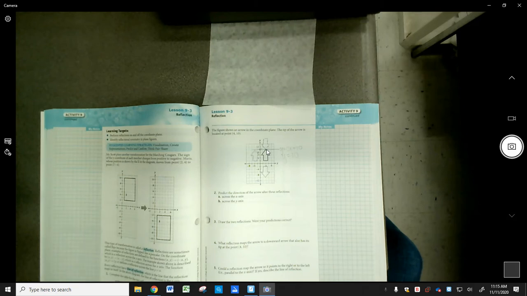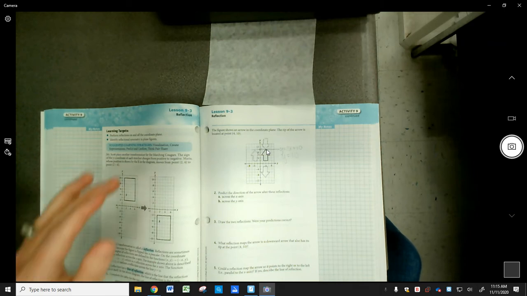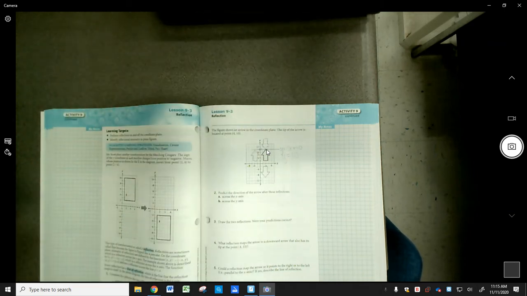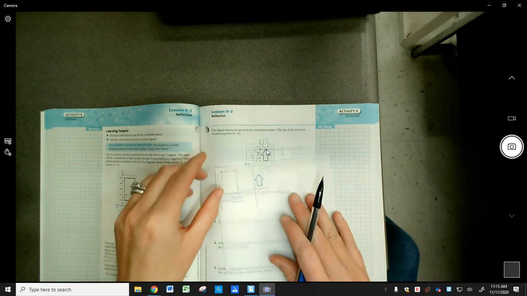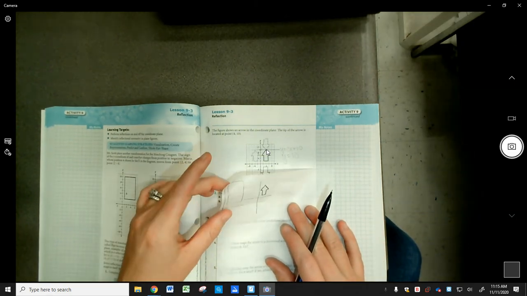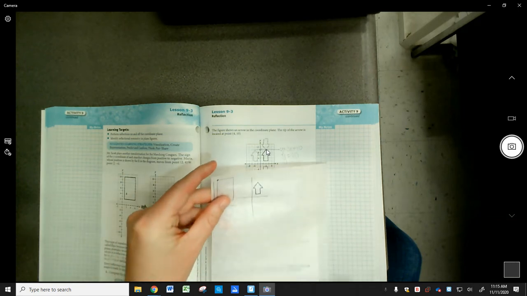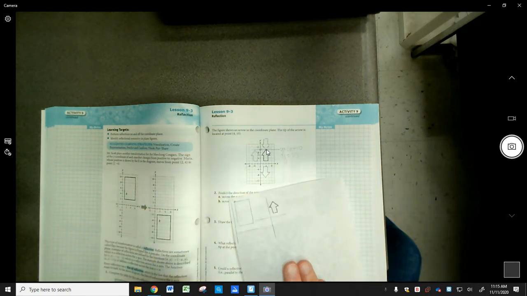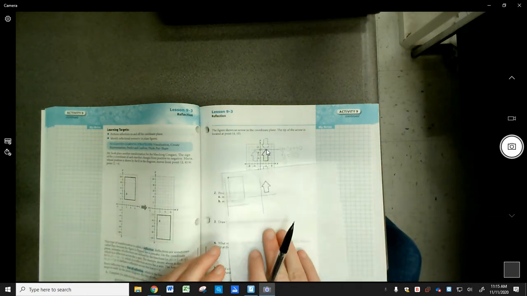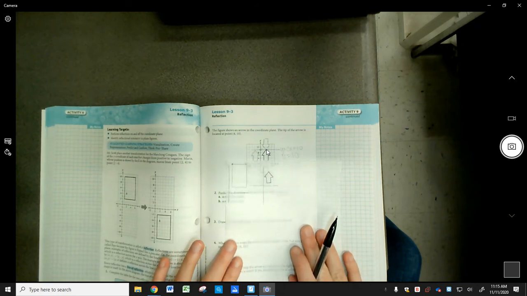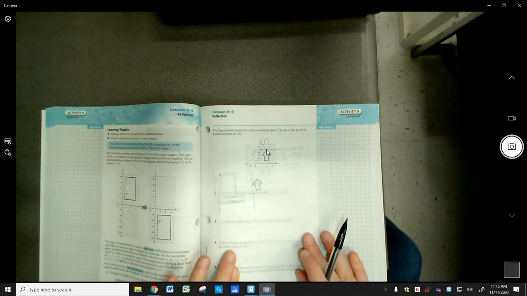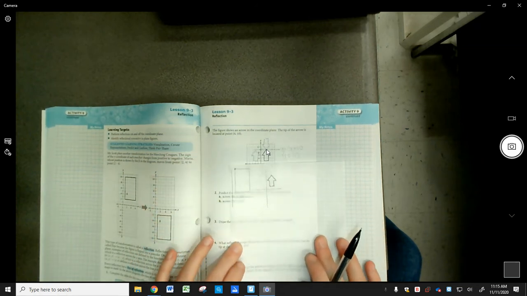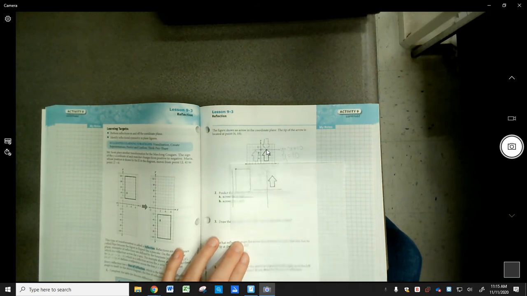Then for number 5, it asks, could a reflection map the arrow so that it points to the left or to the right? So you might want to pause the video and think about that for a second. We were flipping it so that it was pointing down or up, but is there a way to make it point to the left or right with a reflection? You may say, well, if we turn it, but that's not a reflection, that's a rotation, which we'll look at later.